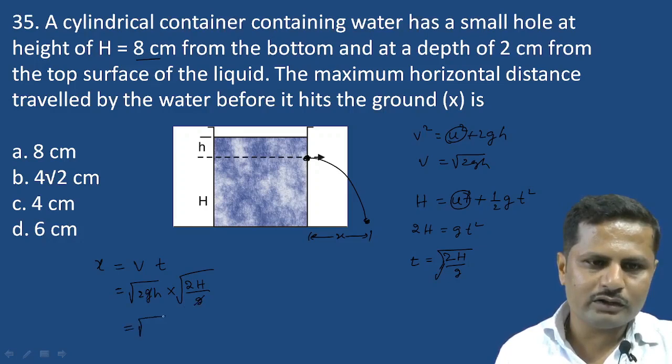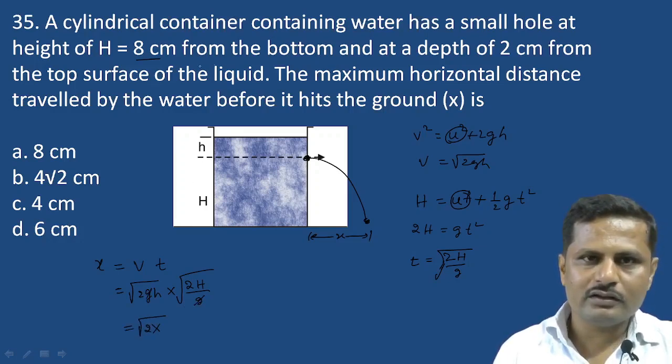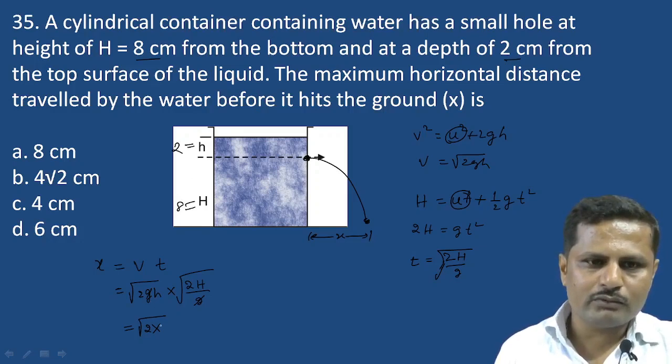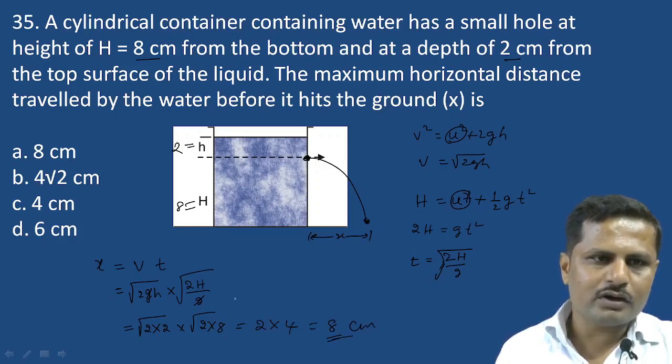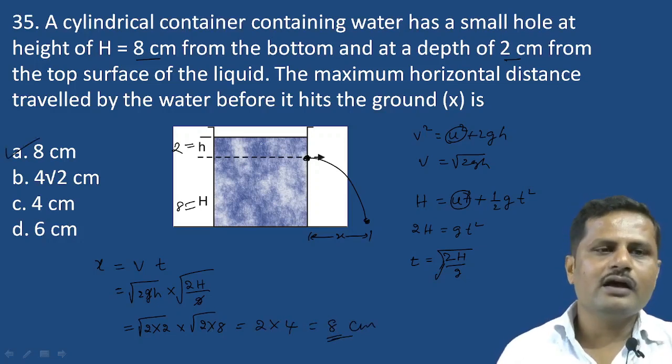On substituting: 2 into root of small h times capital H. Small h is 2 centimeter, and capital H is 8 centimeter. So I am substituting small h equals 2 and capital H equals 8. This will become 2 into root 16, which is 2 into 4, that is 8 centimeter. So option A is the right answer.